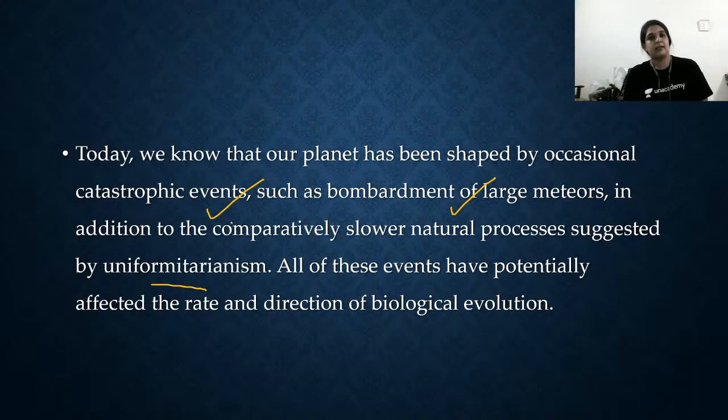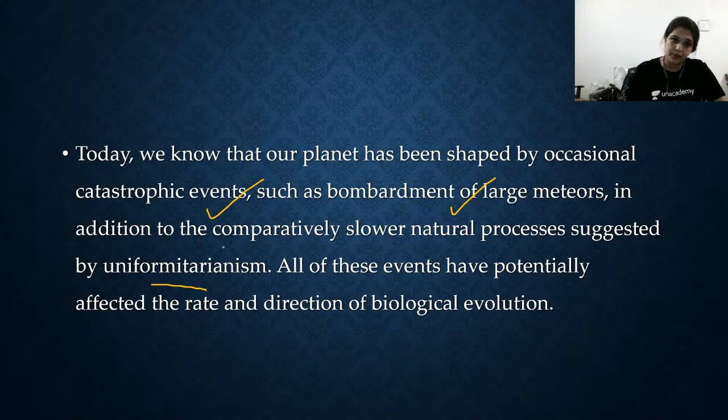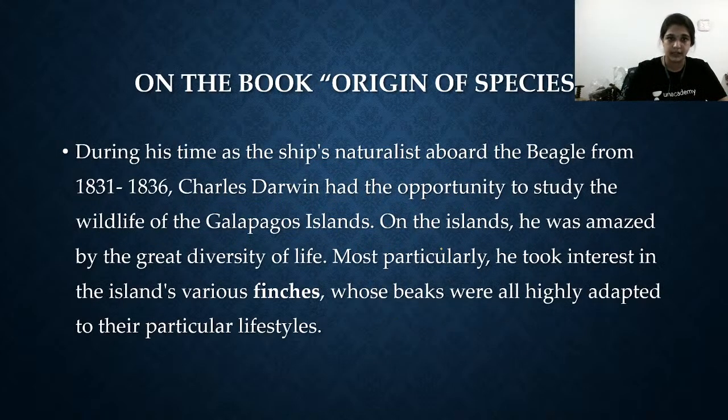Catastrophism also occurred. Sometimes meteor falls took place. You know, the ice age, sudden melting of ice took place. Formation of landforms took place. Uniformitarianism is also true. Slow and steady changes like glacial movements, soil erosion or deposits, everything also occurred. All these events have potentially affected the rate and direction of biological evolution. So biological evolution depended on the geomorphological changes. That is what is important here.